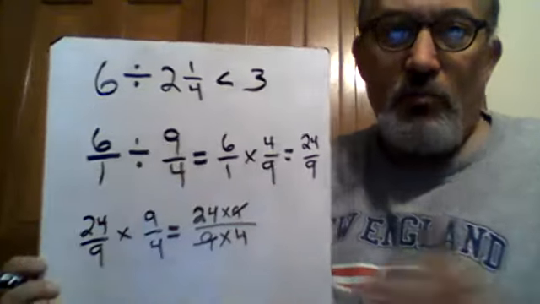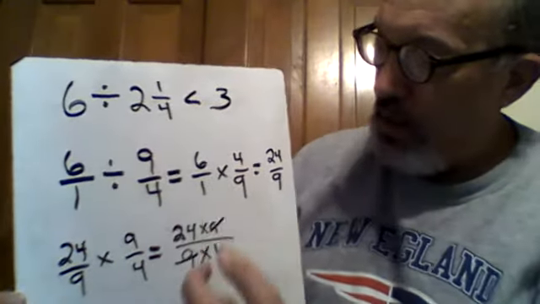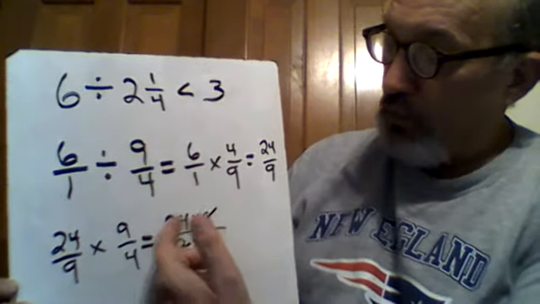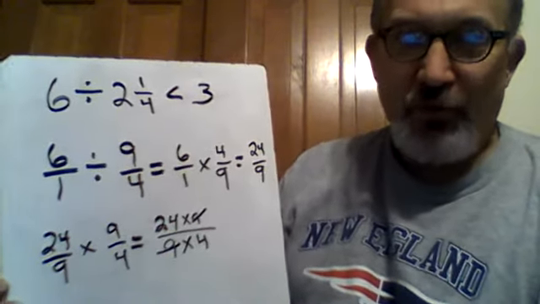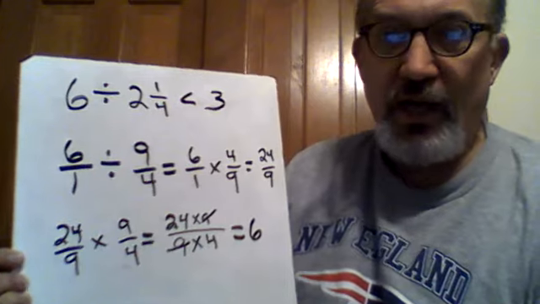This is one of the most important concepts of middle school math, this idea of canceling common factors top and bottom in a fraction. And now we're left with 24 over 4. 24 divided by 4 is, of course, 6, which is what we were hoping for. So this multiplication here proves that 24/9 is the answer.